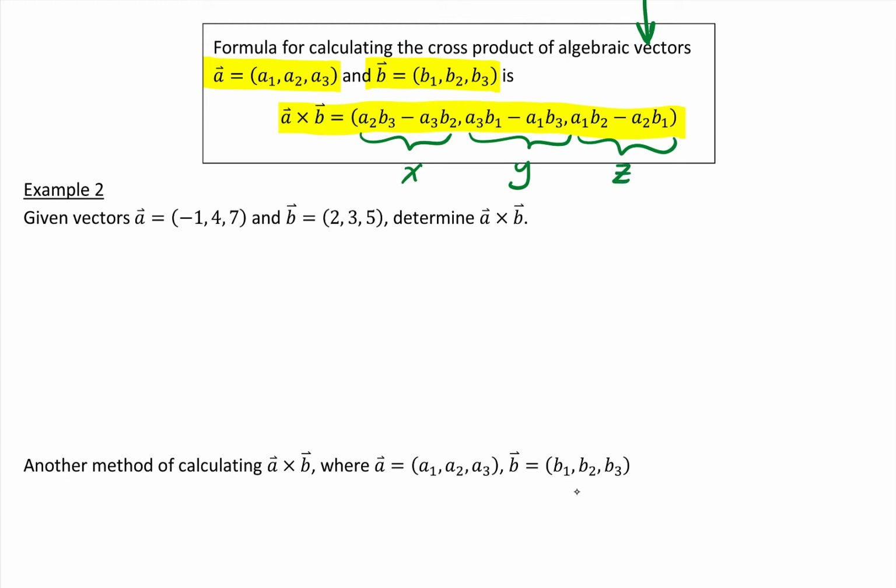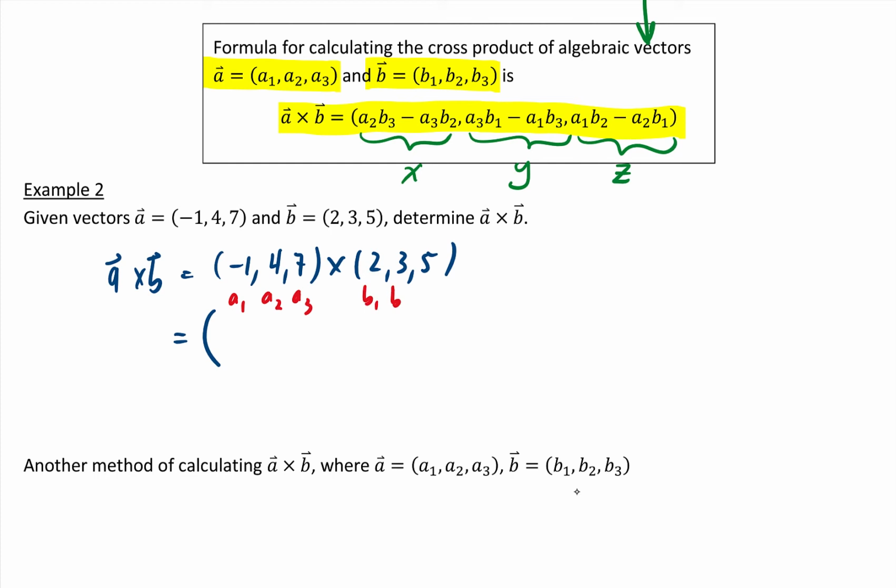So let's try using this formula to determine the cross product for the 2 vectors we started with, A and B. What we want to determine is A cross B, which means we're going to take vector -1, 4, and 7, and cross it with 2, 3, and 5. Just note that this would be A1, A2, A3, and this is B1, B2, and B3. We can now determine the cross product. First of all, it says A2 times B3. So that's 4 times 5, which is 20.